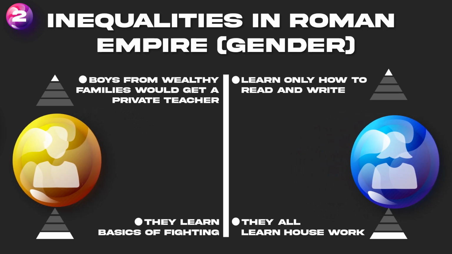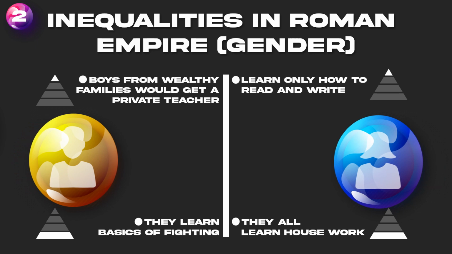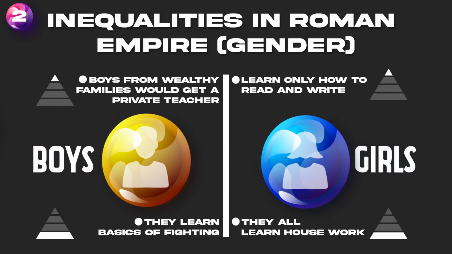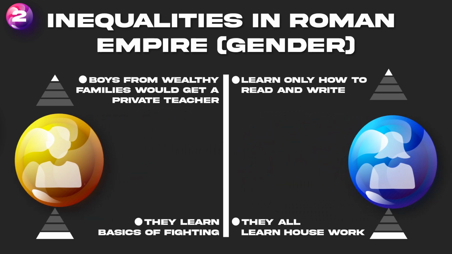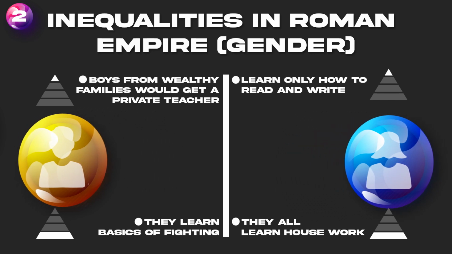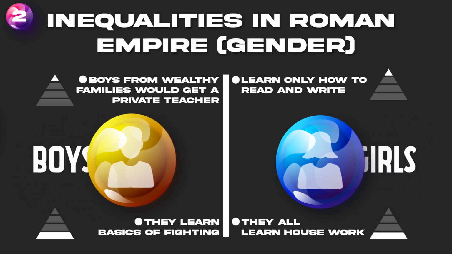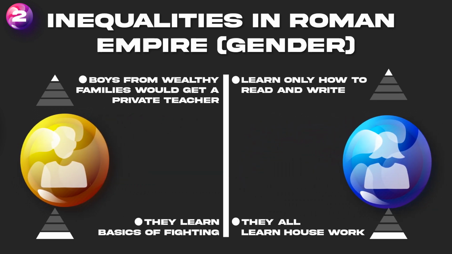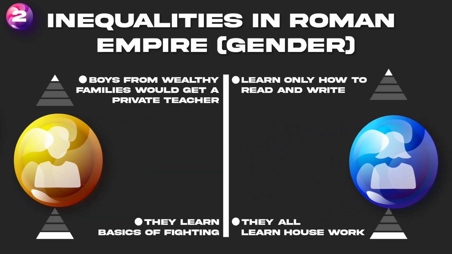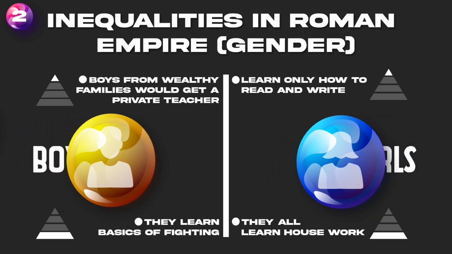Now we'll see gender inequalities in the Roman Empire. In ancient Rome, there was a difference between boys and girls in terms of education according to their social background. The richest boys had a private teacher, whereas the poorest learned how to fight, and their education did not include cultural topics. Girls of the highest classes just learned how to read and write, but if you were a girl of the low classes, you would learn nothing, only housework.